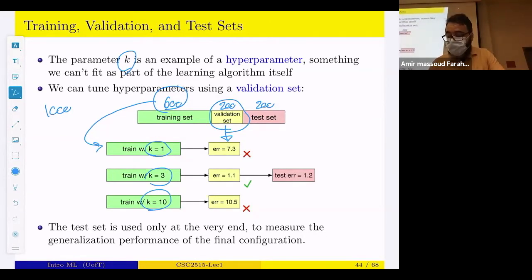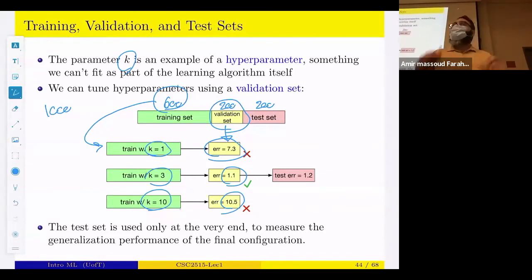Like K equal to one, the error would be 7.3. Let's say for a second, this is a classification error. So 7.3% classification error. If we choose K equal to three, it would be 1.1. Another value, it would be 10.5. So this basically says that when we choose K equal to three, this gives us the best performance on the validation set.